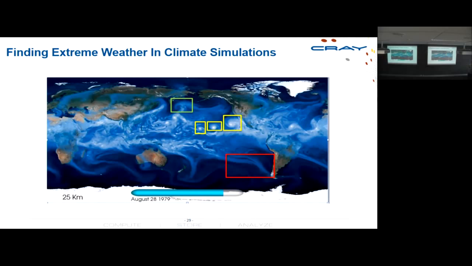They hand drew boxes around interesting phenomena. So here's a few tropical storms. I am not a climatologist, so I am not able to personally identify everything in the image. Atmospheric rivers and the weather fronts. Yeah, there's weather fronts and there's atmospheric rivers.